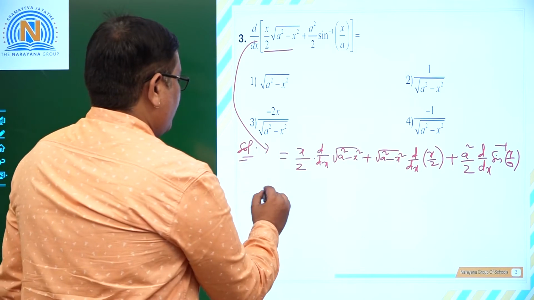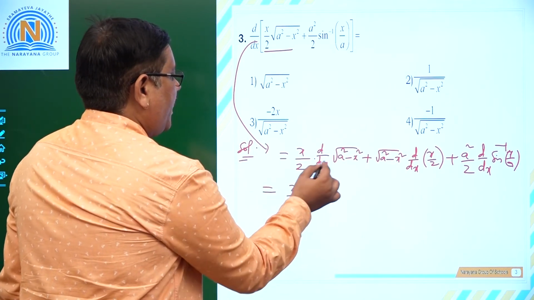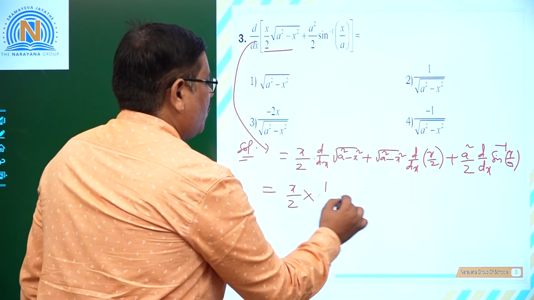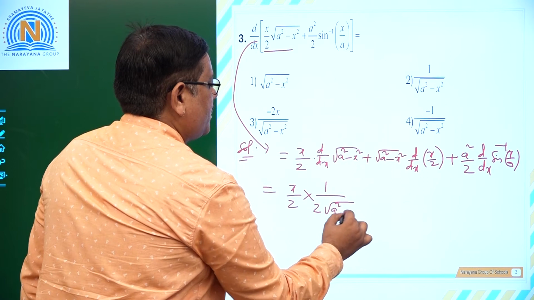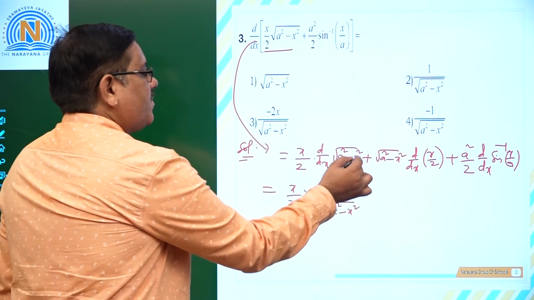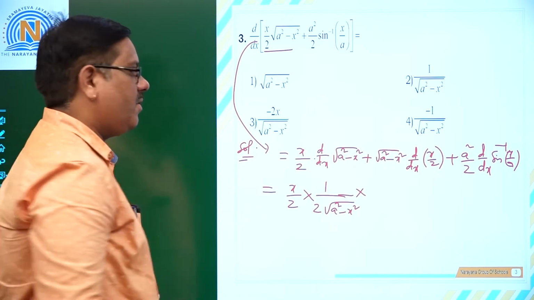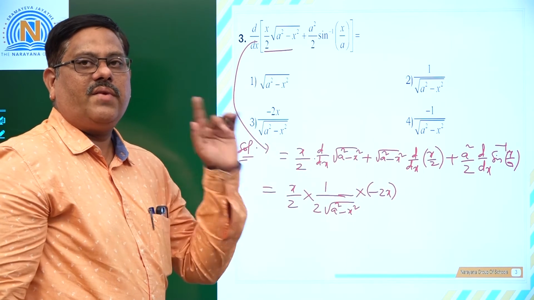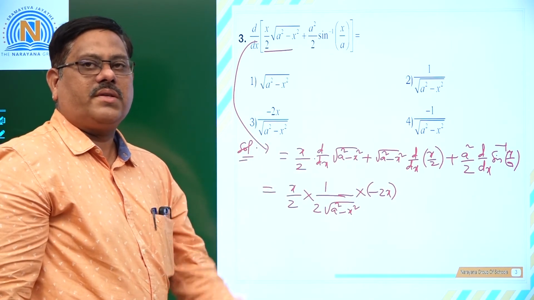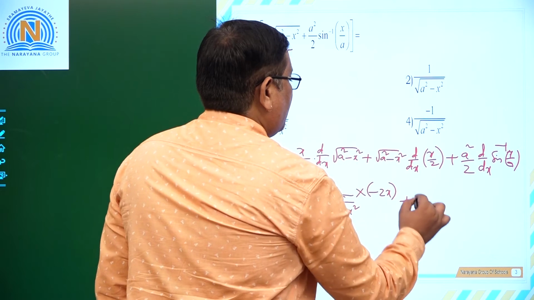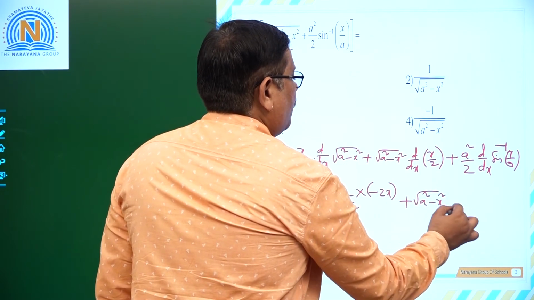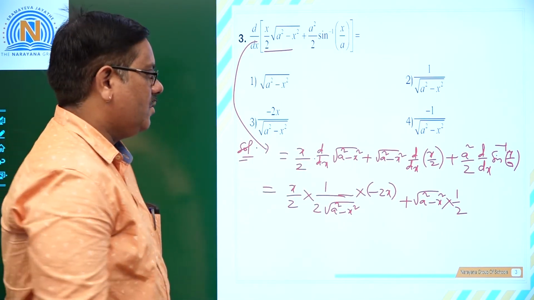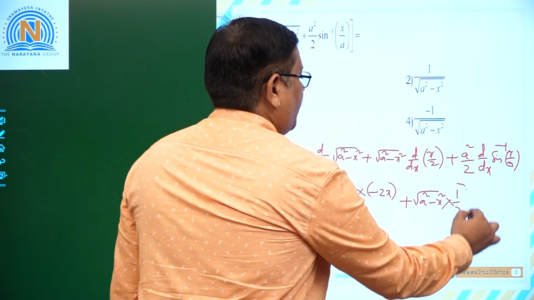Next step, that is equal to x by 2 into derivative of root. First, for root function let us differentiate. It is chain rule. Root function is 1 by 2 root of f of x. What is that? a square minus x square. Next step is what? a square minus x square we have to differentiate. What is the derivative of a square minus x square? Minus 2x. Why minus 2x? a square is a constant, derivative of constant is 0, minus derivative of x square is 2x. Plus here root over a square minus x square into derivative of x by 2 is 1 by 2. 1 by 2 is a constant, derivative of x is 1. So it is 1 by 2. This is all first term related concept.